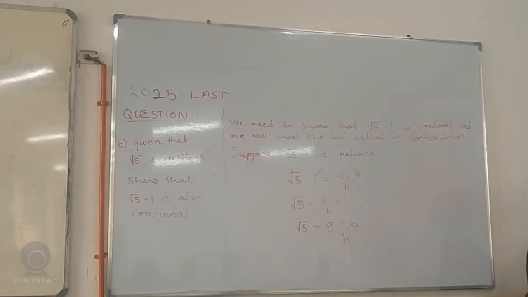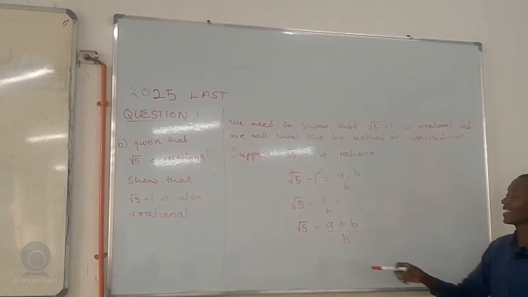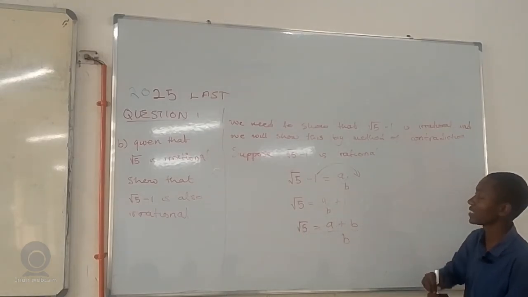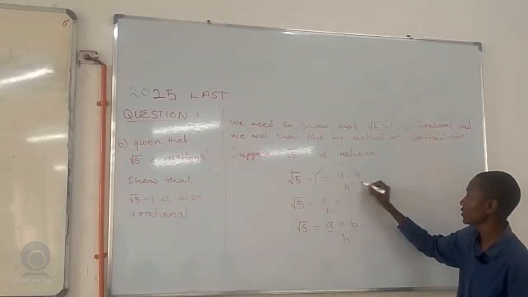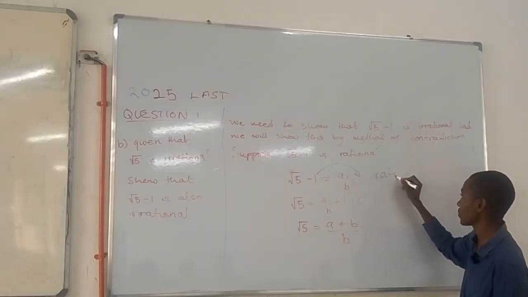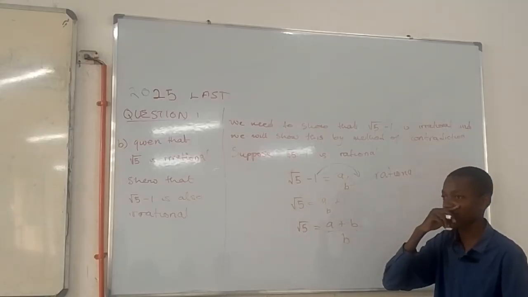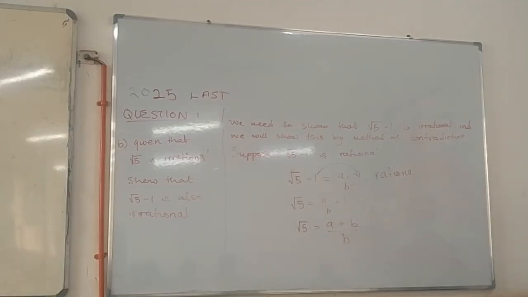Have I lost someone? This part is irrational, and this part is rational. That is what you have assumed. But for root 5, root 5 is irrational. So you can't have an irrational number being equal to a rational number. That is a contradiction. So now how are we going to conclude this?